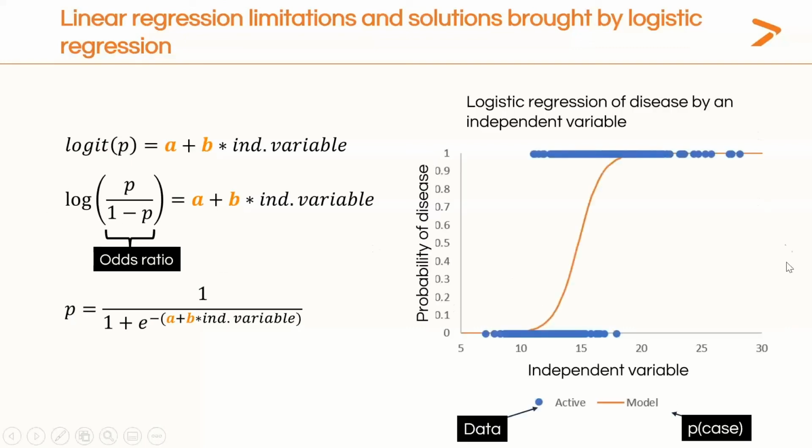And this gives a chart that looks like this. You have a probability of disease according to the independent variable. You have a smooth probability in orange like this, which goes from 0 to 1 according to the independent variable. So the higher the values of the independent variable, the higher the probability of having a disease.